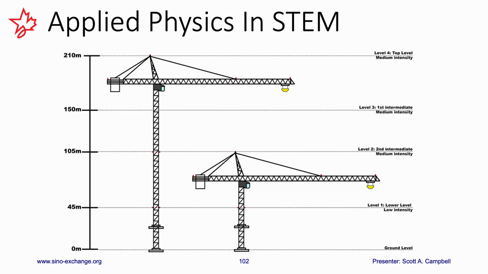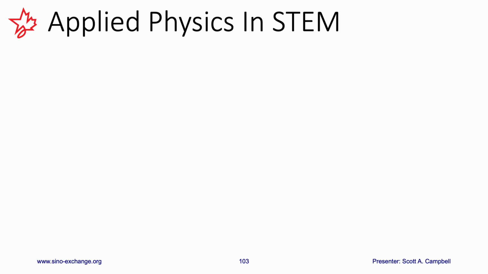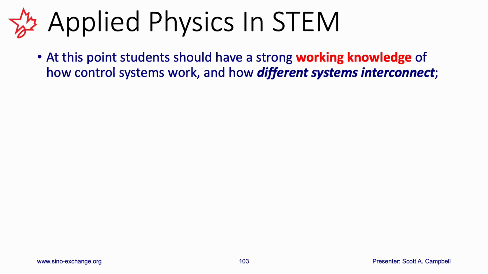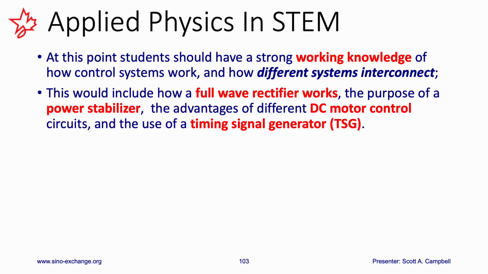Moreover, there's standard regulations about the placement of safety lights that the students should take into consideration as well. So at this point, we'd have guided our students through a comprehensive process of guided inquiry-based learning. And in this process, they would have developed the following: a working knowledge of a number of different control systems and how these systems interconnect with one another. These systems would include a full wave rectifier, power stabilizer, DC motor control circuit, and a timing signal generator.